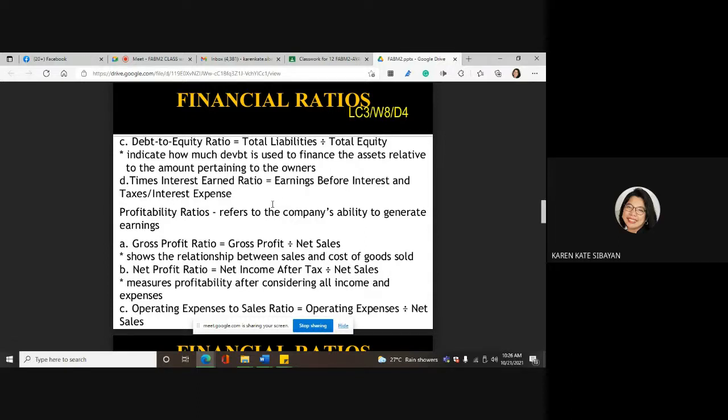Class, huwag kayong matatakot. Kasi kung mapapansin nyo, yung computation lang naman, ito yung kinatatakutan ng iba. Kaya ayaw mag-ABM, kasi marami daw math. Ayun lang naman yung math natin. Pwede ka pang gumamit ng calculator. Divide, minus, plus. Diba? Multiply. Ayun lang. Kailangan nyo lang i-analyze ng maayos. Okay?